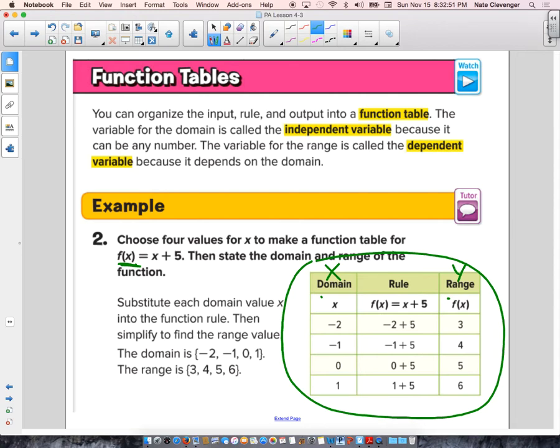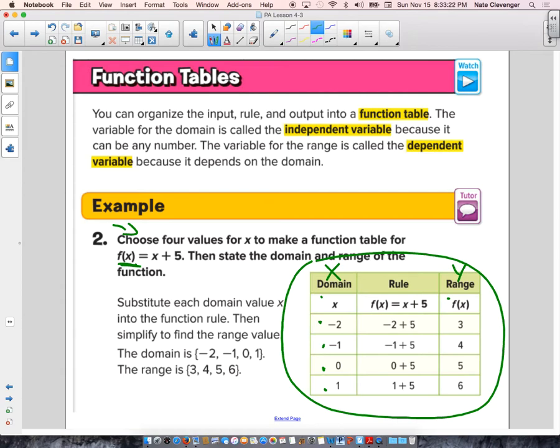Okay? So then the directions on this example say choose 4 values. That means you get to pick the values you put in for your independent variable and for your domain. So the book, you can see, chose the values of -2, -1, 0, and 1. You can pick whatever you want. I would have chosen 0, 1, 2, 3. You get to choose when it says to choose. You really get to do that.